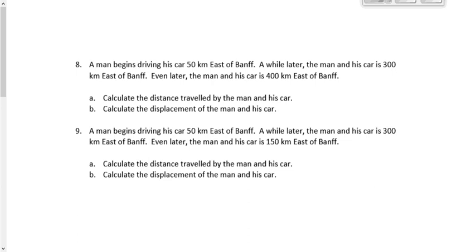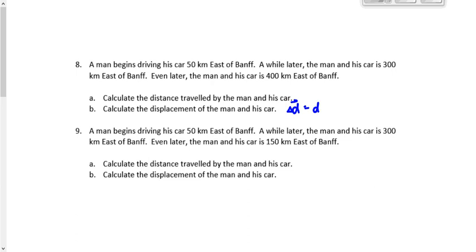Number 8. Number 8 says, a man begins driving his car 50 kilometers east of Banff. A while later, he's 300 kilometers east of Banff. Even later, the man and his car are 400 kilometers east of Banff. What's the displacement of the man and his car and the distance? The displacement is the easier one, I think, here.